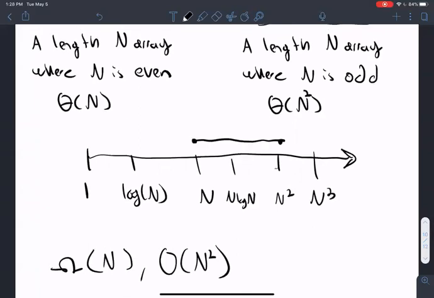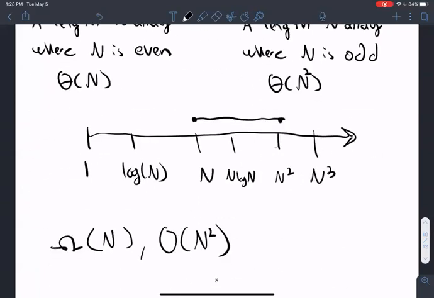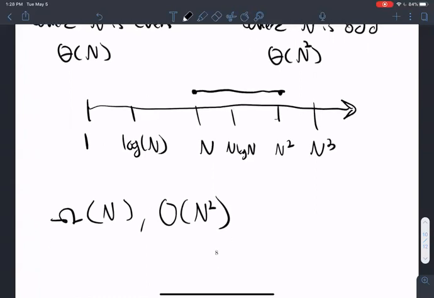So in this problem, it depends on if n is even or odd. If n's really big, it could be either even or odd. You don't know. So that's why you need to use omega for the best case and then O for the worst case. Yeah, exactly.